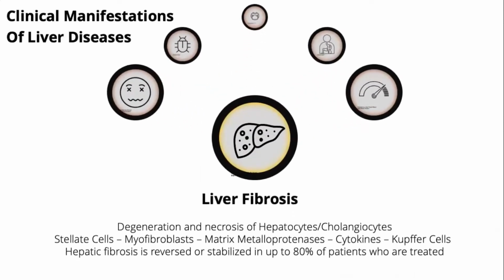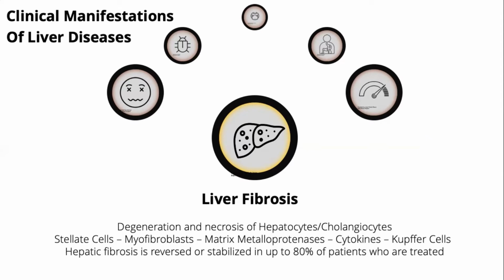I will start the clinical manifestations of liver disease with liver fibrosis. And this is degeneration and necrosis of hepatocytes and/or cholangiocytes. Hepatic dysfunction actually is caused by degeneration and necrosis of epithelial cells, which are the hepatocytes and/or the cholangiocytes. Replacement of liver parenchyma by fibrotic tissue and regenerative nodules, and loss of liver function.